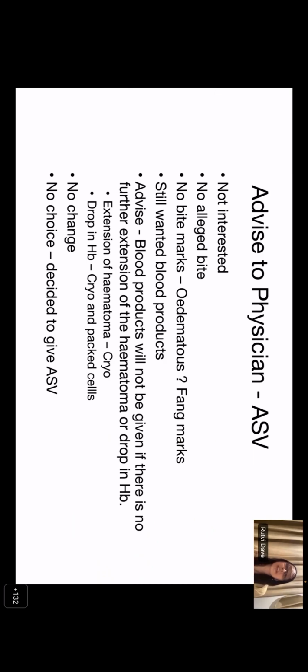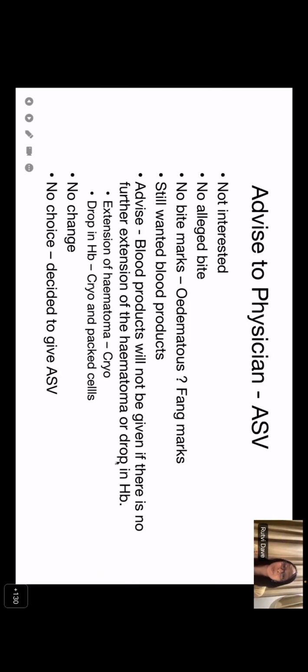So we informed the physician that this looks like a snake bite and you should perhaps give anti-snake venom and not cryoprecipitate. But the physician was not interested. There were no alleged bite marks. The skin there had become so edematous that it was even difficult to appreciate any bite marks. So the physician still wanted blood products.